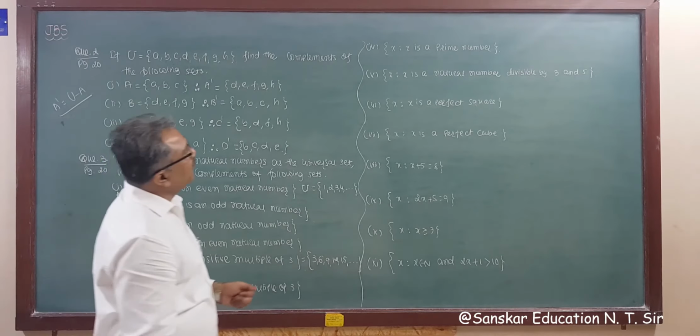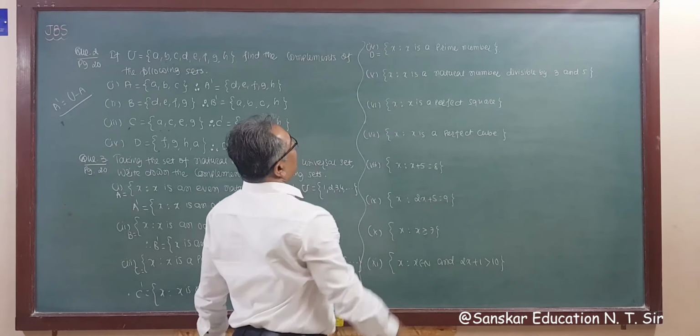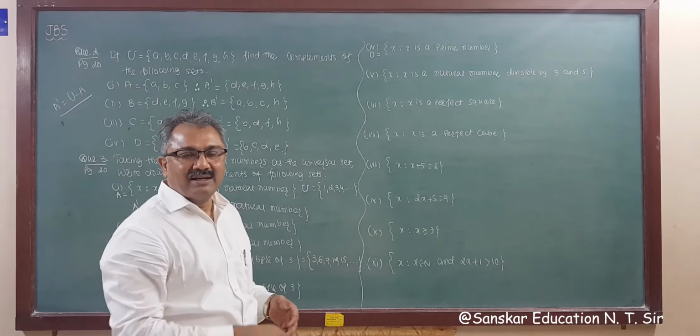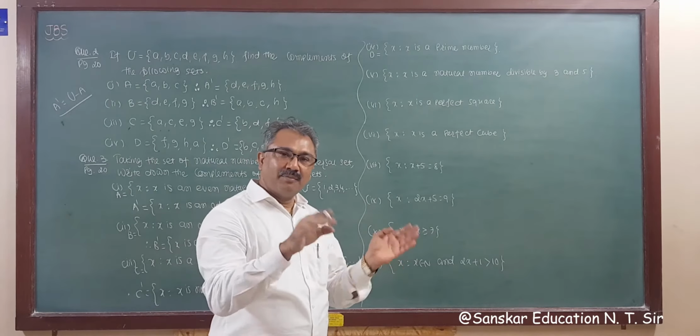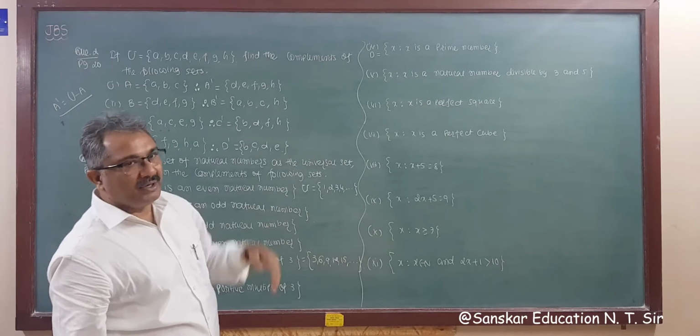Now the fourth one, suppose we say that this is D. X is a prime number. Prime numbers means you write 2, 3, 5, 7, 11 like that. So the complement of that set is the numbers which are not prime numbers, right? So x, where x is not a prime number.